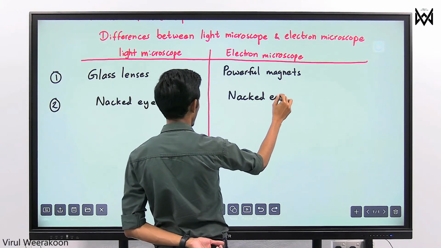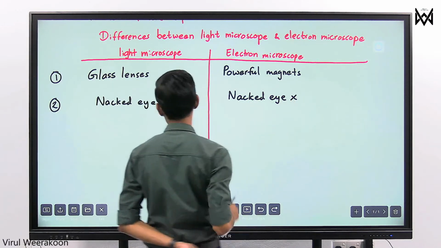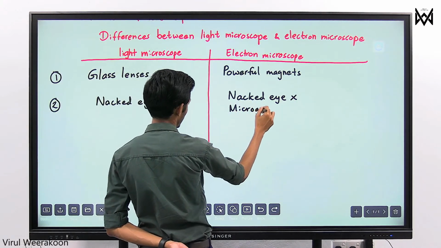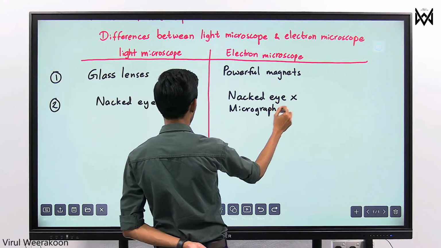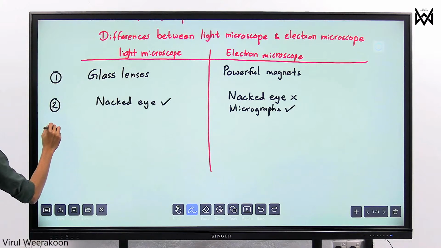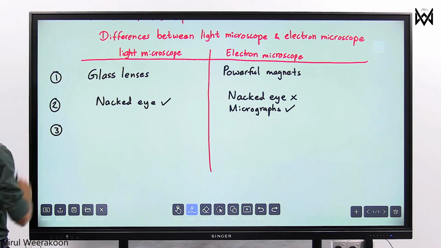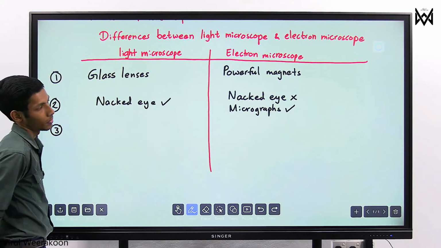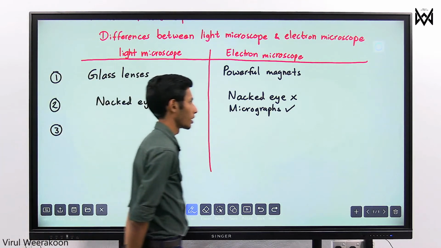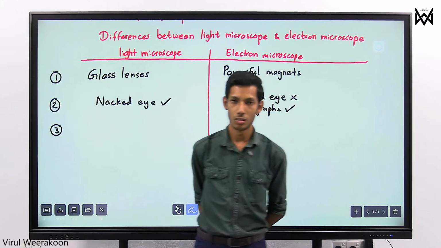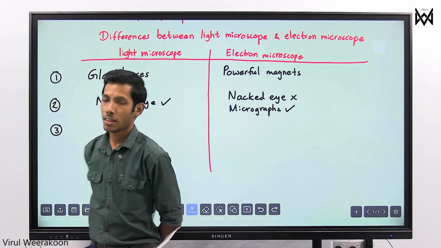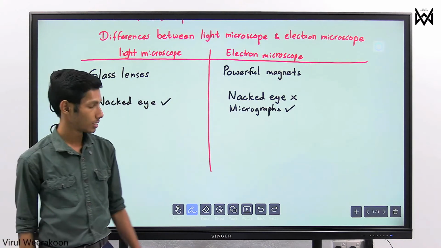Then write down for that one: micrographs are used. Not detected directly by the naked eye, so micrographs are used. Right? Okay. Then write down the third difference.